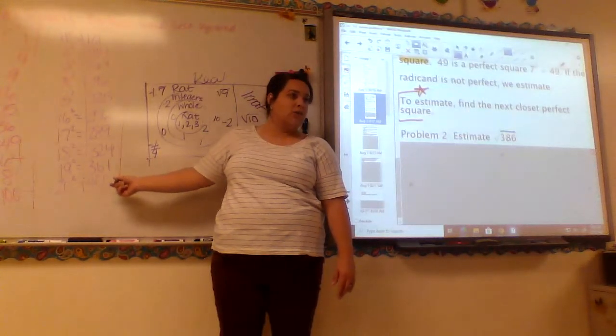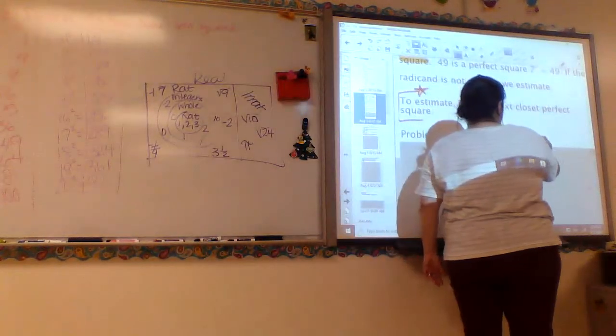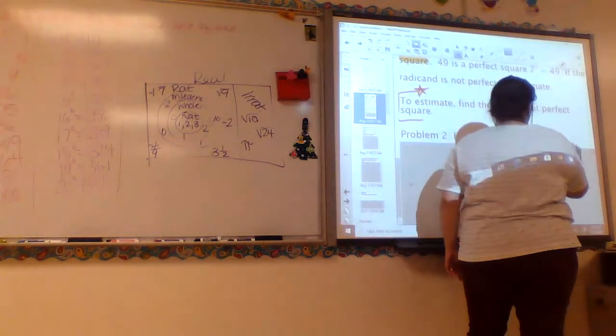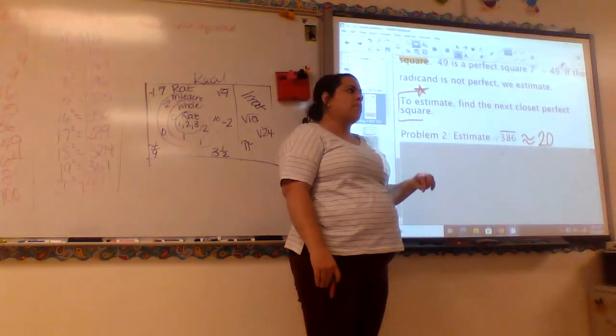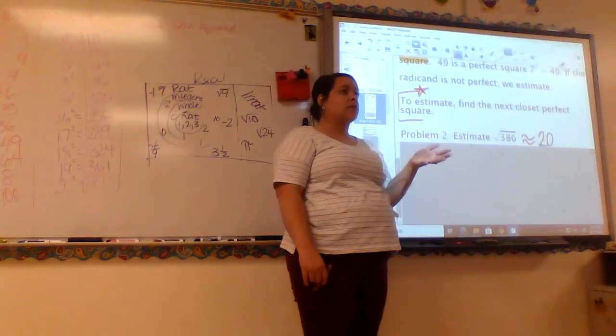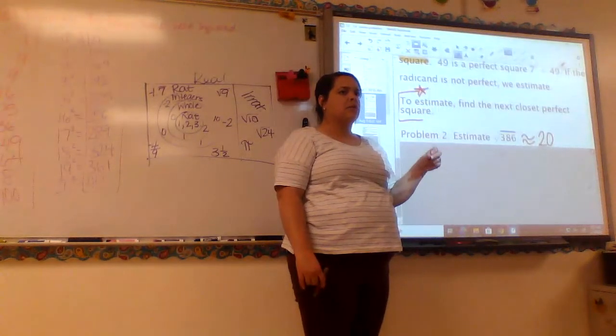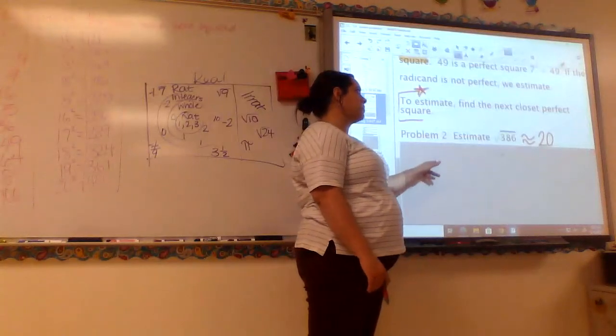20. What you said, 20. So I can estimate that the square root of 386 is about 20. And that would be it. That squiggly equal sign means it's about. It's an estimate. It's an approximation. A regular equal sign means it's exactly that amount. But a squiggly equal sign is an approximation.